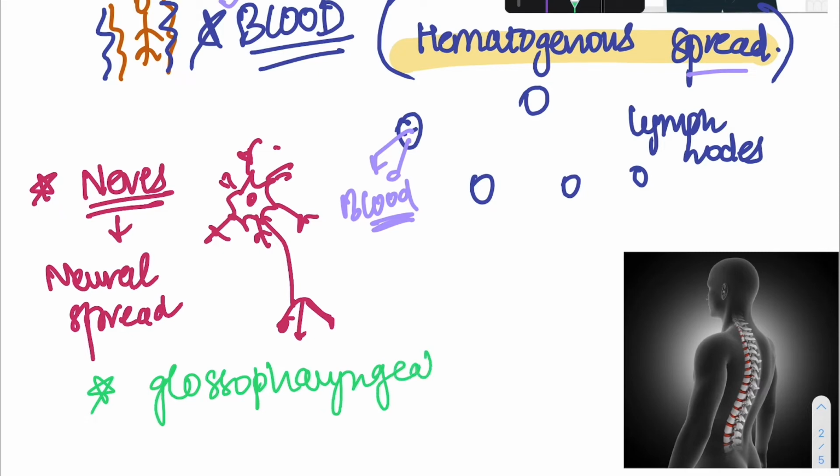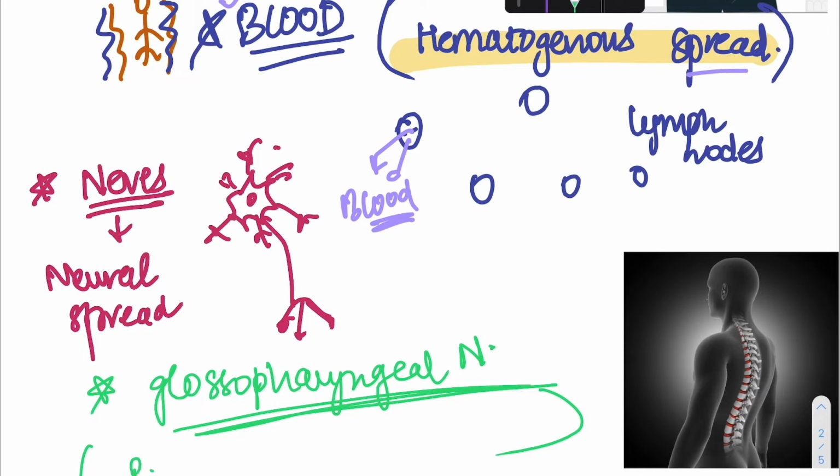Glossopharyngeal nerve. Now, what is this glossopharyngeal nerve? Glossopharyngeal nerve is a nerve which supplies the parotid gland, supplies the tongue, the pharynx, the body. So, because this nerve is affected in this virus, what you get is you get dysphagia and you get dyspnea.